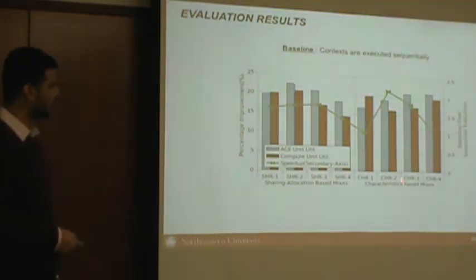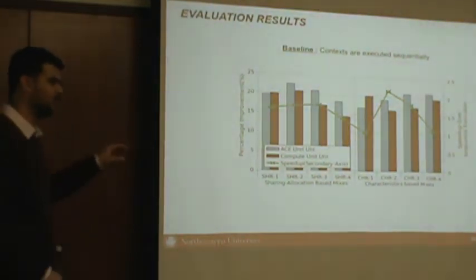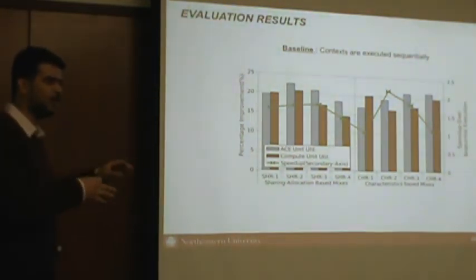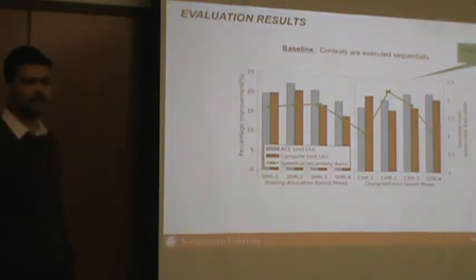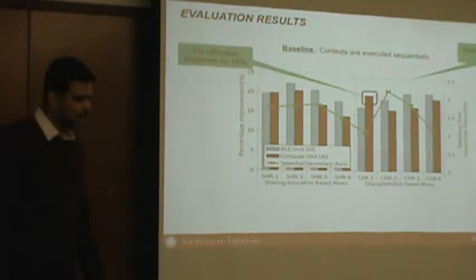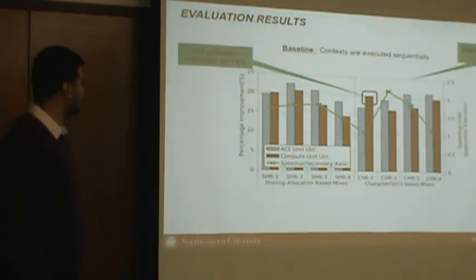A good trend: the secondary y-axis is showing the speed up. We are also looking at compute unit utilization in the red bars, and the ACE units are the units present on AMD GPUs which schedule kernels. What we see is an average speed up of 1.5x. Compute unit utilization improves by 18% on average, here for CHR1 it is 20%, and for SHR2 greater than 20%.